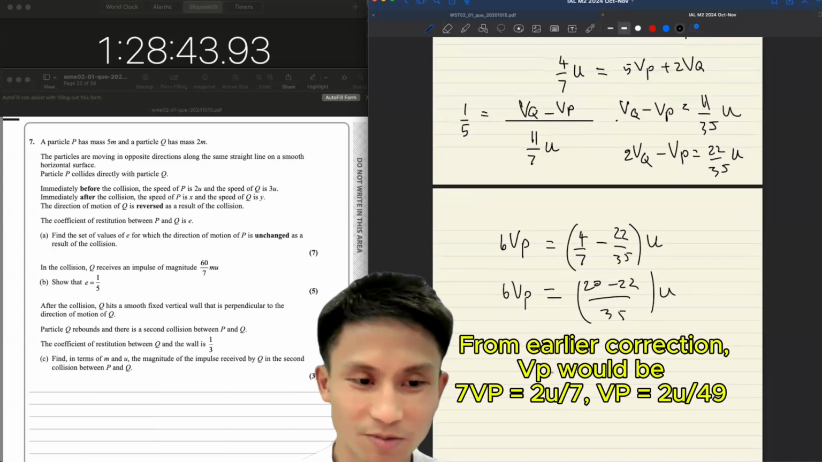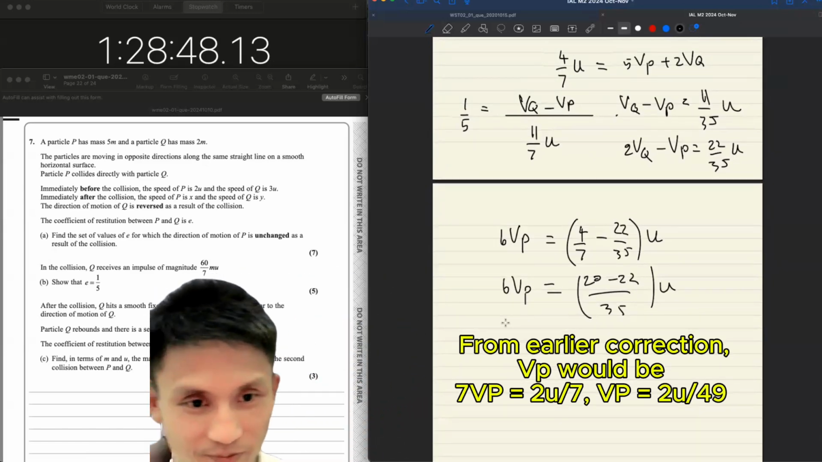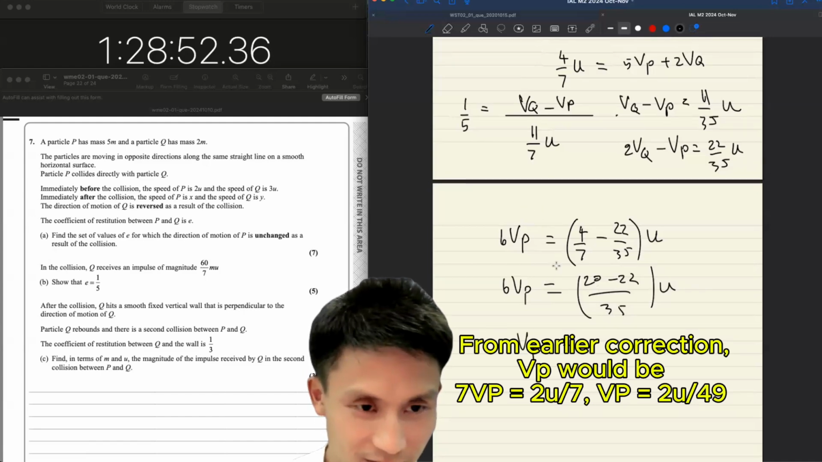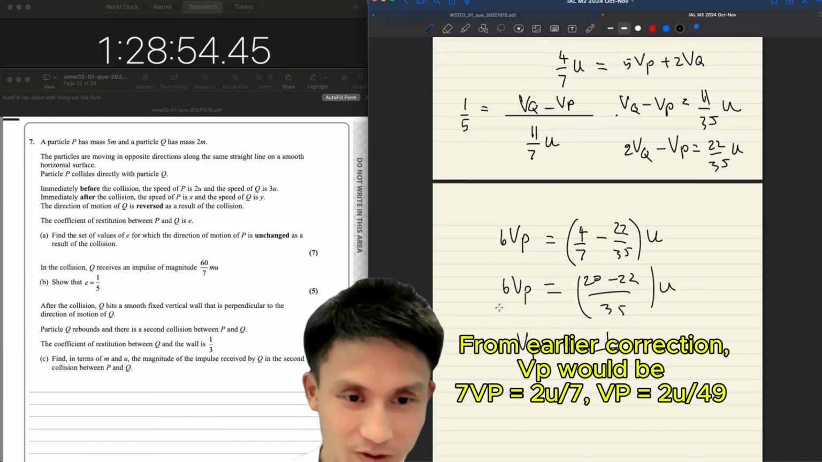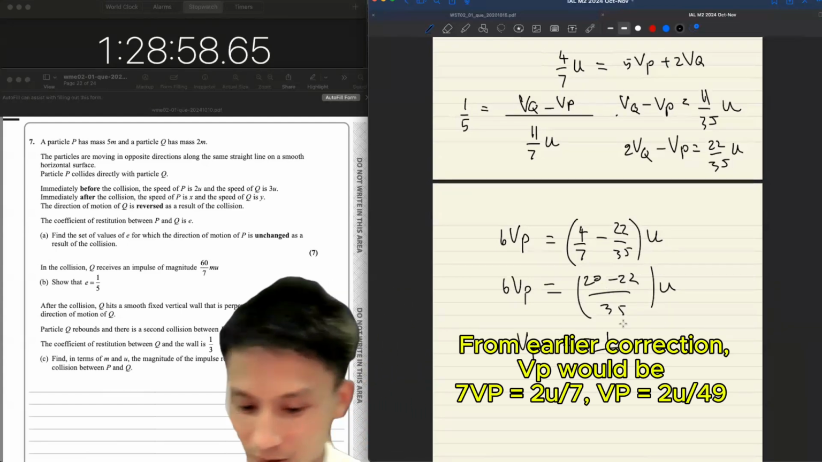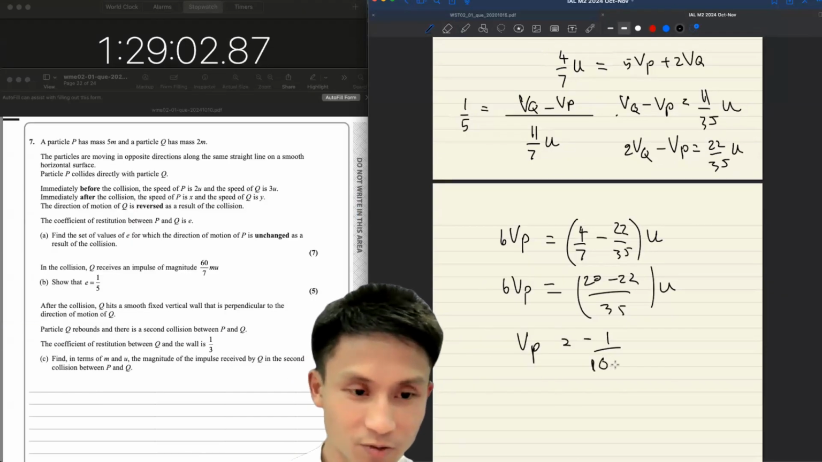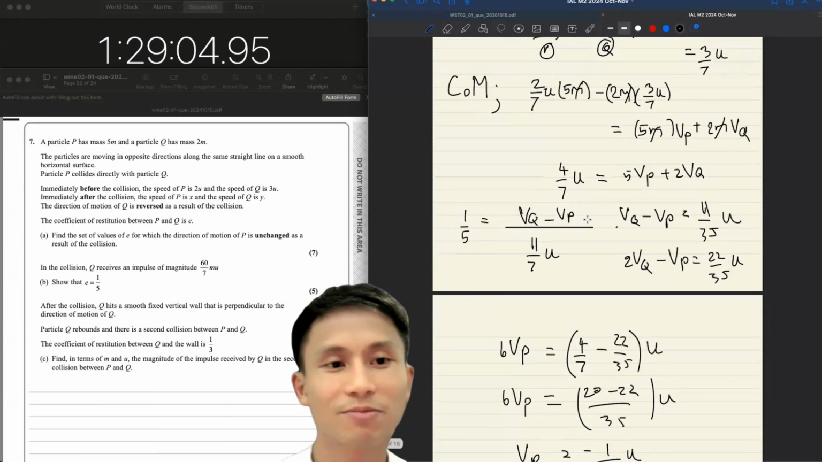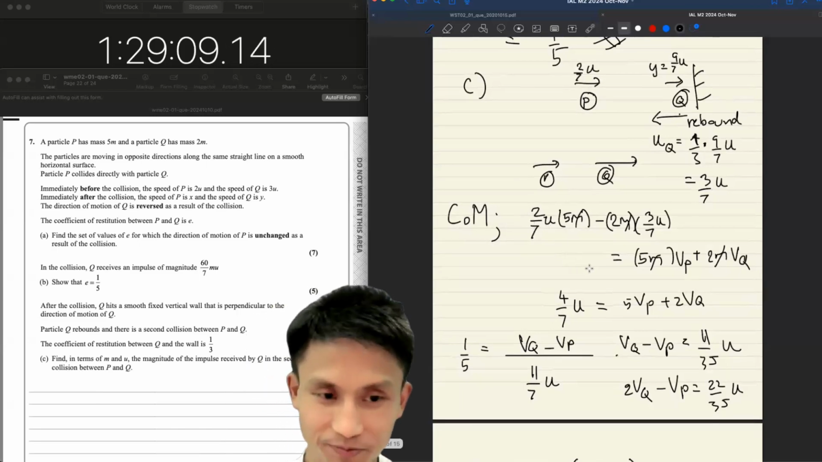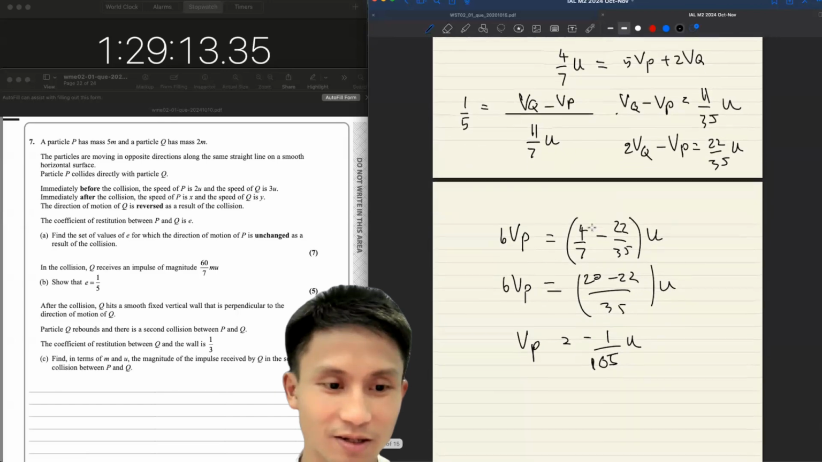That's not possible. Oh, it might be. So VP, that's 1 over 6 cancel with 2. This is a minus. Okay, I get 3 times 35, I get 105. So that's minus 105U. So that is implying that P is actually moving to the left. Yeah, to the left.